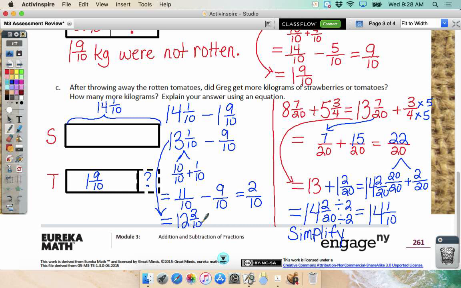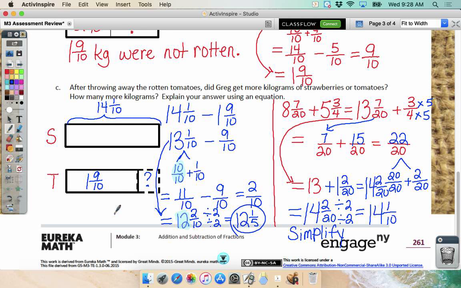It's 12 because right here we've got a whole number, correct? Yeah. And so 1 plus 12 would be 13. Now, I'm not done. 12 and 2/10. Reduce. Simplify. Can I divide by the numerator? Yeah. So that gives me 12 and 1/5. You guys rock. We knew it was a lot more. We just didn't know how many more.